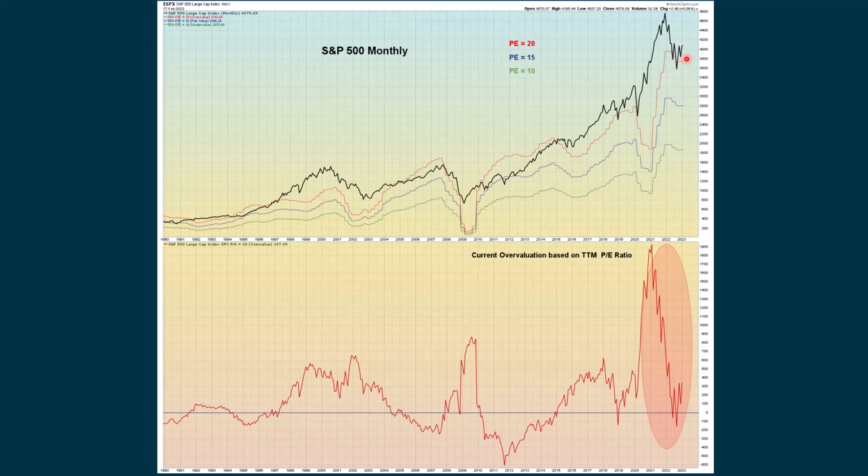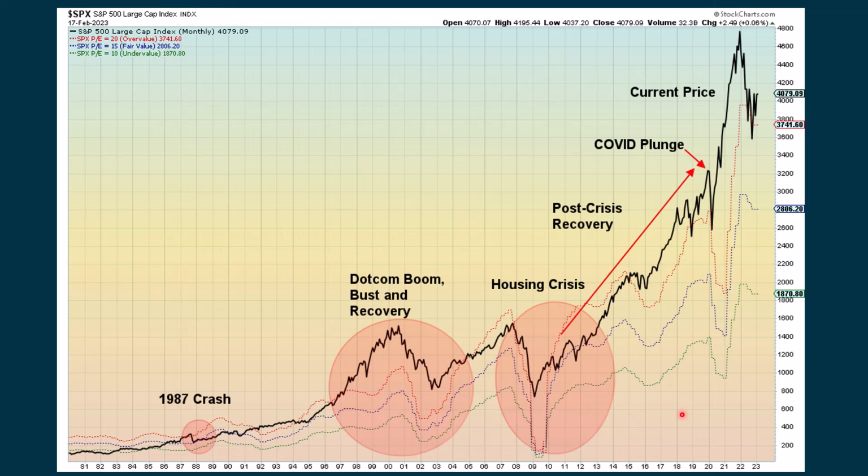If prices decline or if these lines go up and we get to the PE ratio of 15, that is considered to be fairly valued. If we drop all the way down to the green line, that is a PE ratio of 10, and that means the market is inexpensive or cheap. Down here on the bottom is just a difference between the S&P 500 and the red dashed line. When we're above zero, that means we're above the 20 PE ratio and considered to be expensive.